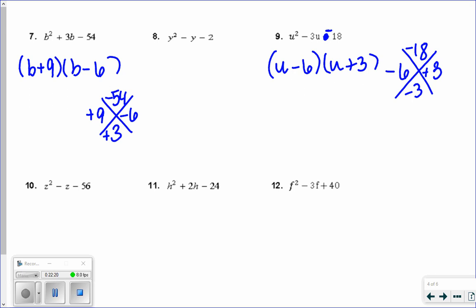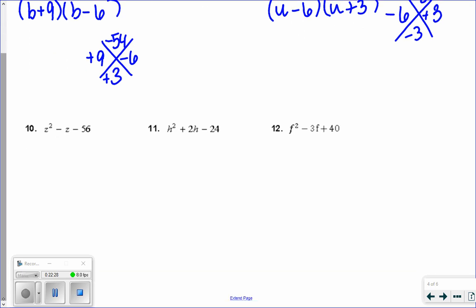All right, let's see. Which one do we want to try here? Let's just try number 10. If we feel good about that, we'll move on. So on number 10, z squared minus z. Remember, this is a 1 here. If I don't see anything, if that helps, you can write it in. It's a negative 1 there in the middle.